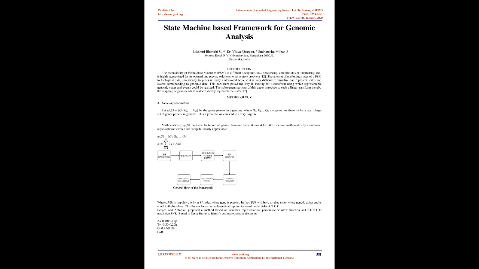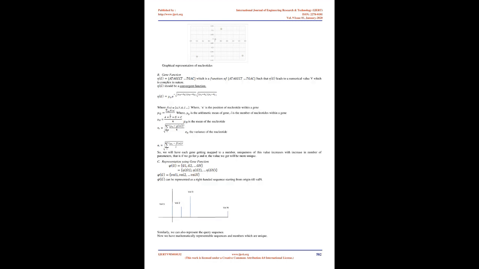This throws focus on mathematical representation of nucleotides A, T, G, C. Bergen and Antonio proposed a method based on complex representation, parametric window function and STDFT to maximize SNR, signal-to-noise ratio, to identify coding regions of the genes. Graphical representation of nucleotides.